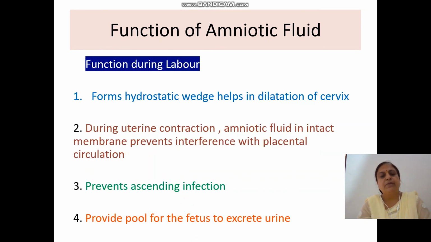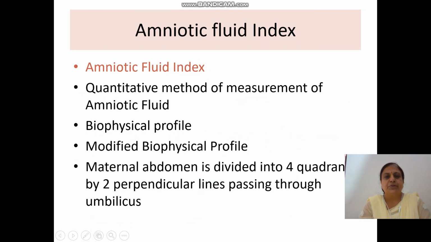Now, function of amniotic fluid during the labor. It forms a hydrostatic wedge, which helps in the dilatation of the cervix. During uterine contraction, amniotic fluid in intact membrane prevents interference with the placental circulation. It prevents ascending infection. It provides a pool for the fetus to excrete urine.